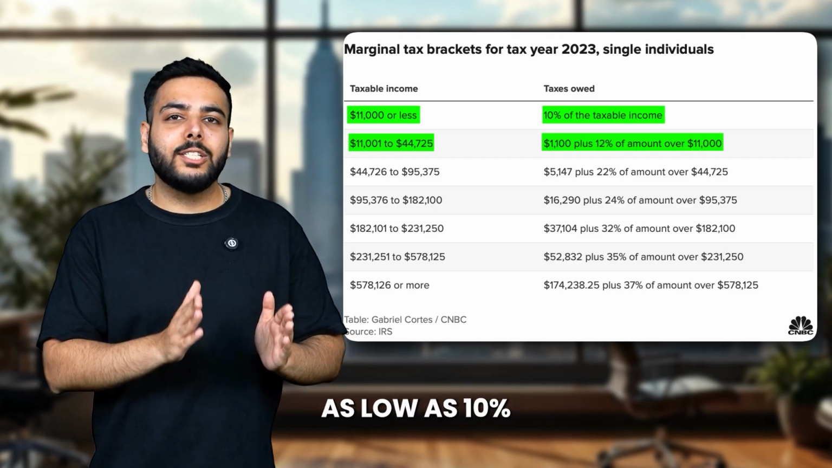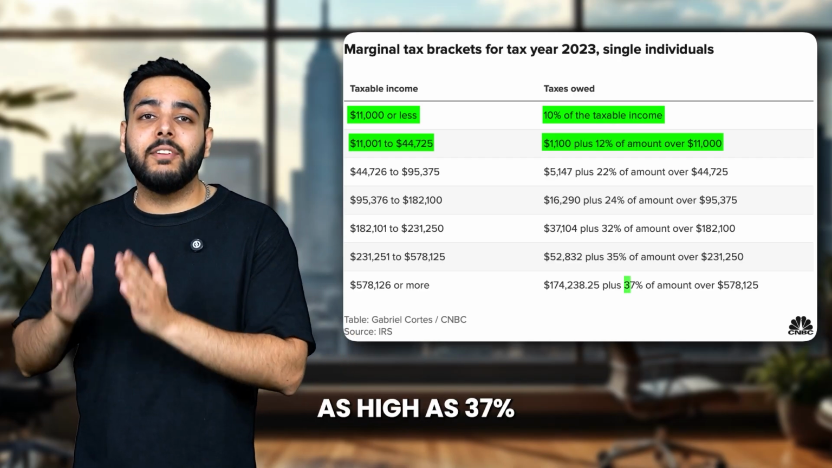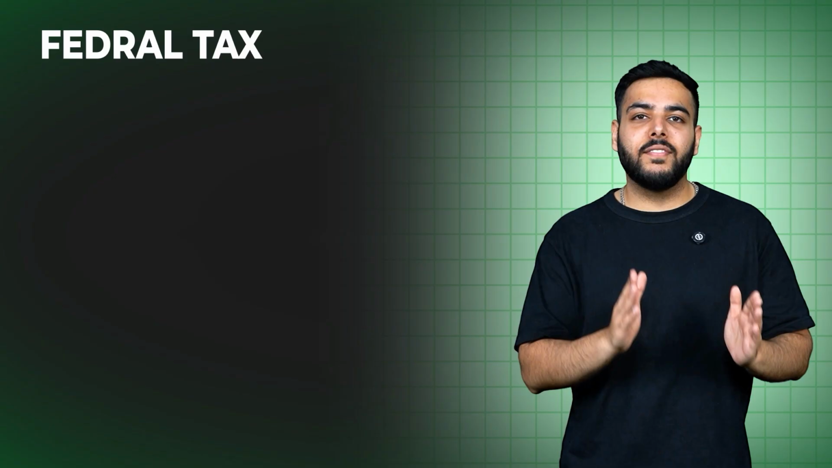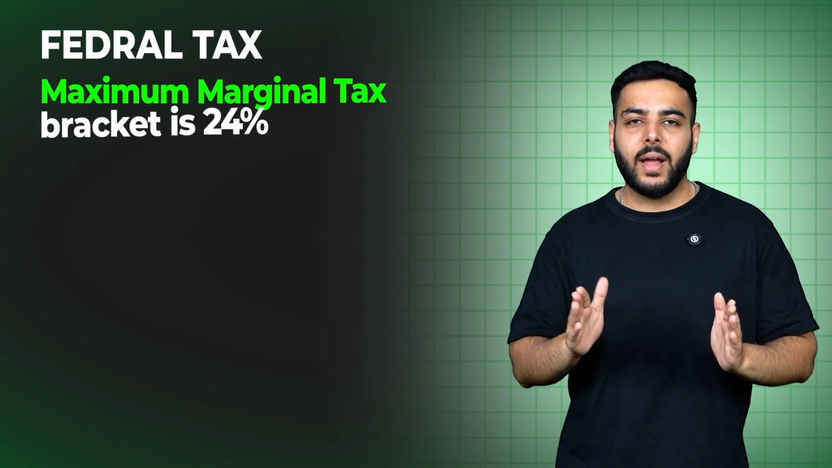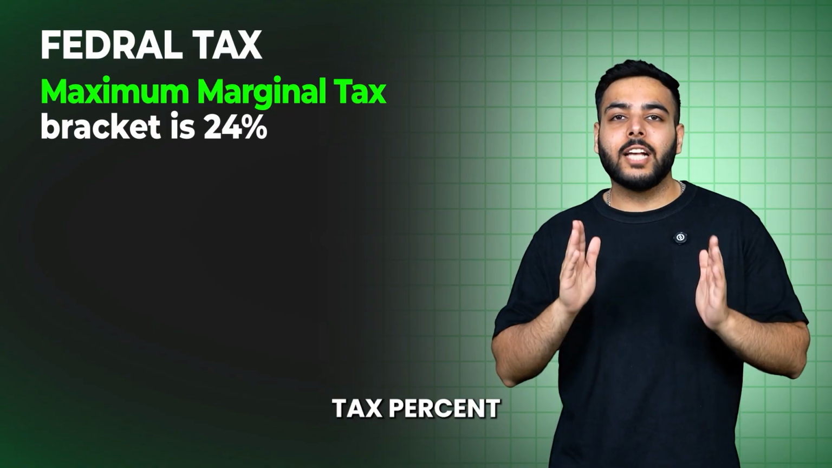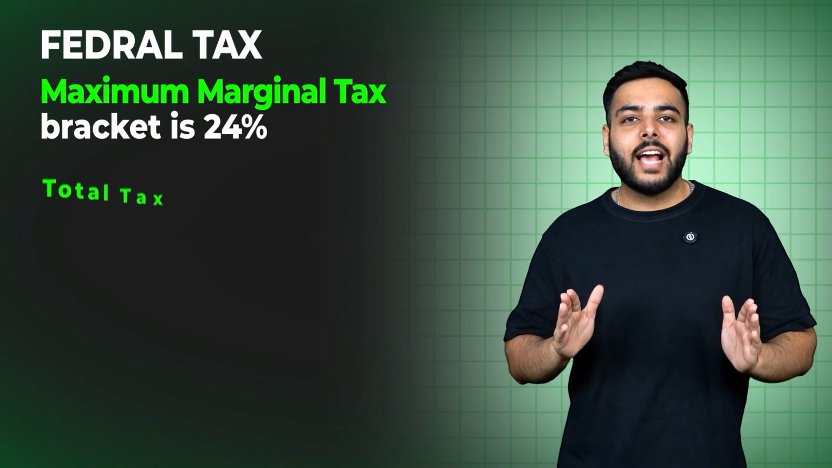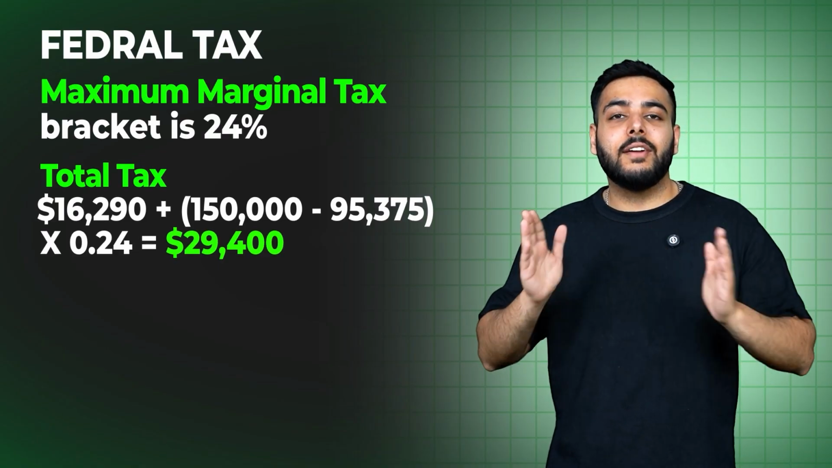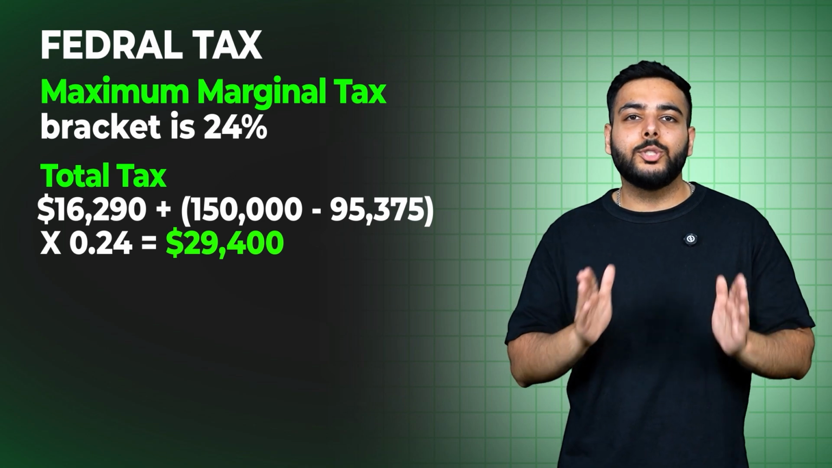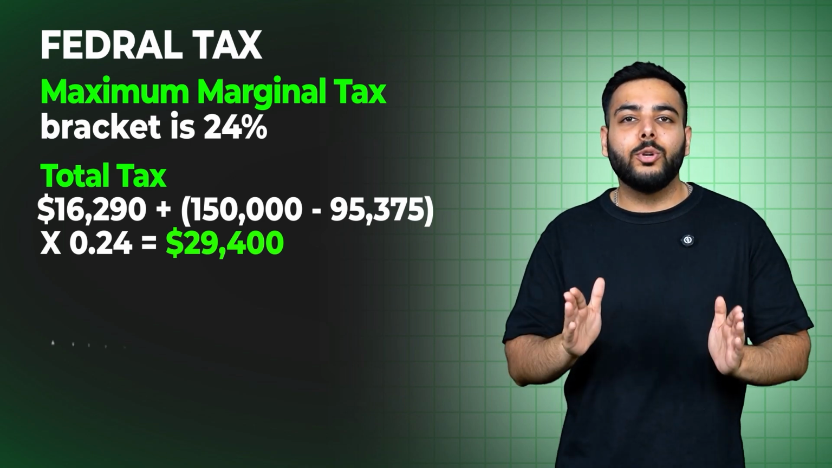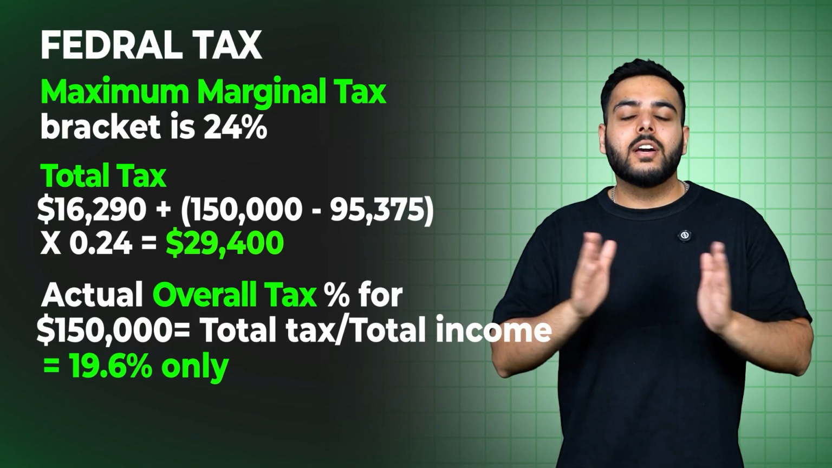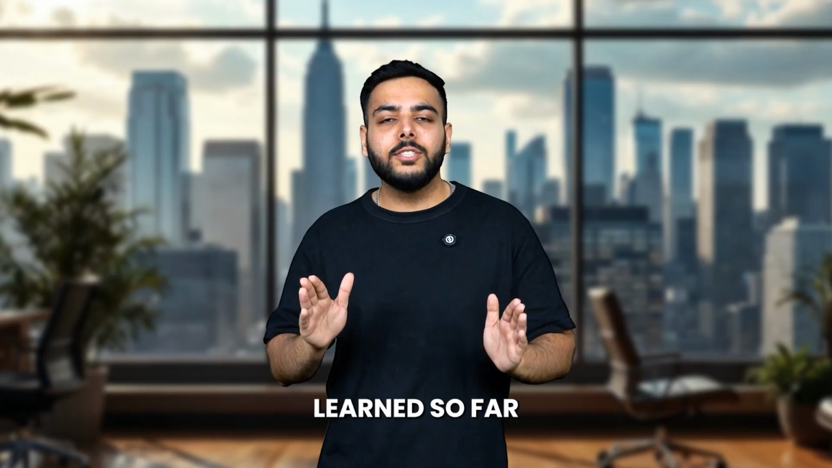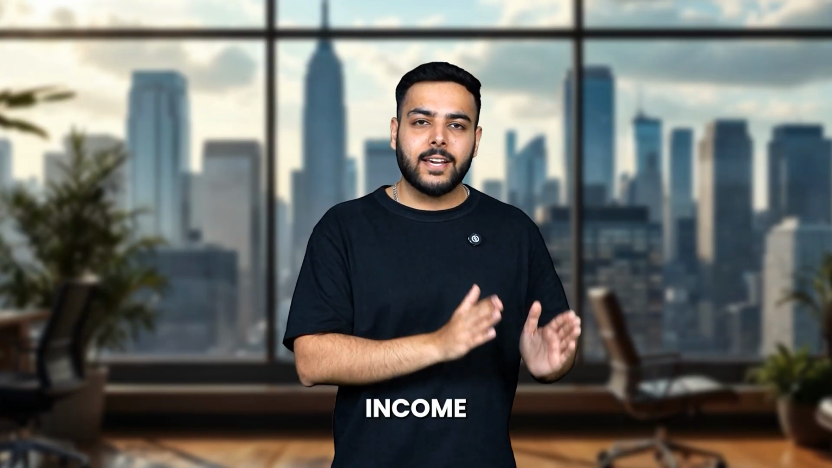So federal tax can be as low as 10% and can be as high as 37% for the income that you earn over $579,000. So for our example of $150,000, our maximum marginal tax bracket is 24%, but our actual tax percent will be significantly low. So our total tax will be $16,290 plus $150,000 minus $95,375 into 0.24, which gives us $29,400. The actual overall tax percent for $150,000 comes to be total tax over total income, which gives us 19.6% only. So we have learned so far that around 20% of our total income was federal tax.